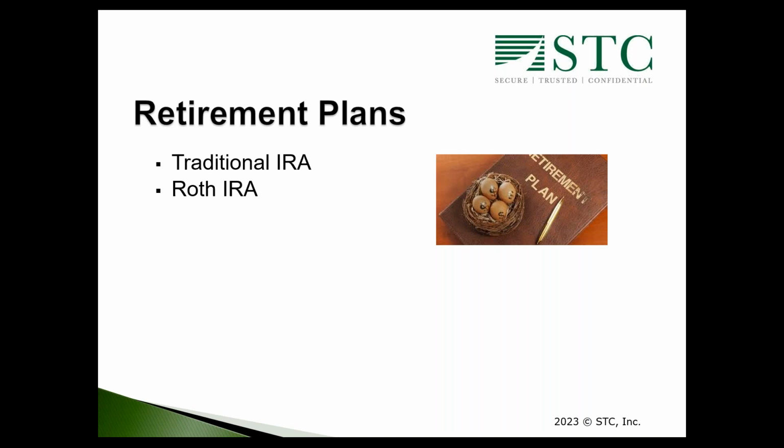A Roth is different. When you make a contribution to a Roth IRA, it is post-tax, meaning you pay taxes on that $7,500 if you contribute the maximum. However, when you begin taking distributions, the distributions that are qualified after age 59 and a half, and you've had the account open at least 60 months, 5 years, then those distributions are not included in your taxable income.